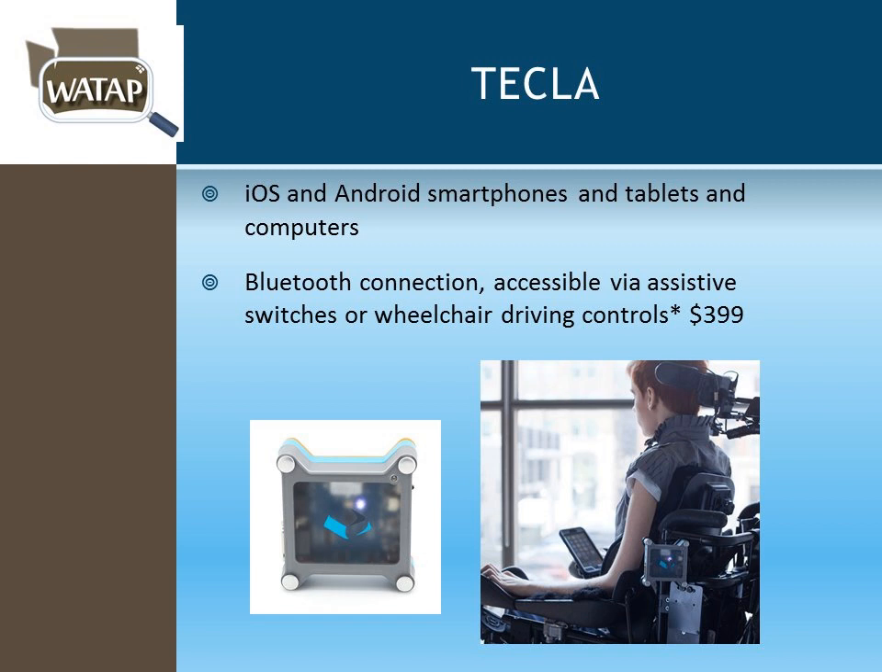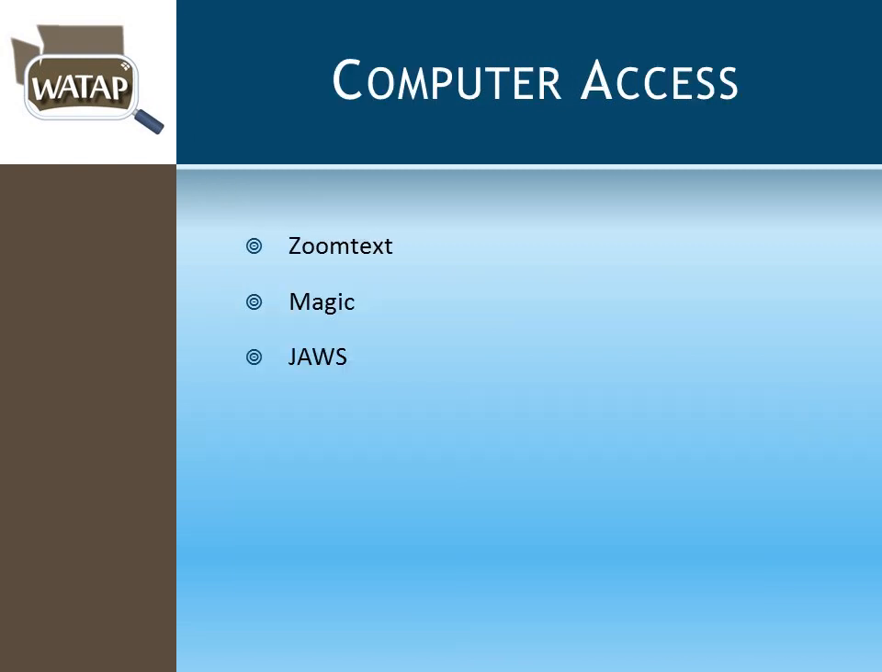So this has provided a lot of independence for individuals with spinal cord injury in being able to control their phones, control their tablets, and control their computers without additional assistance from a caregiver or a support person. This retails for about $400 and is available in our lending library.